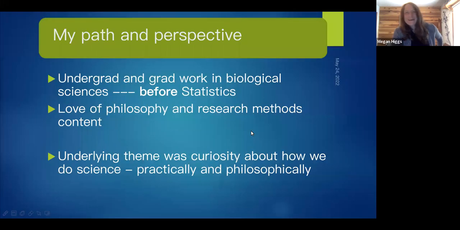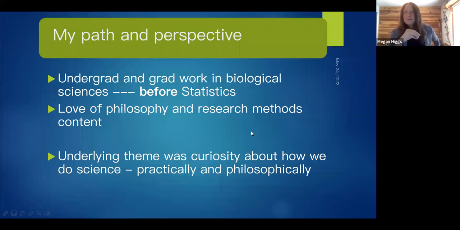Oh, okay. So to start, I think it's helpful to give you a little bit of my path and perspective, because it has definitely influenced where I've ended up today, as is true for all of us. So I started out in biological science fields. My undergrad's in biology, biomed, and then I switched a little bit to ecology, and then ended up in a master's program for kinesiology, studying human movement.